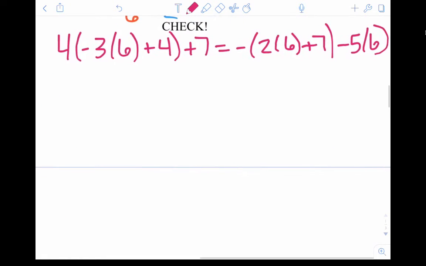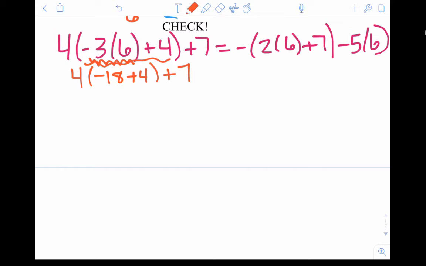So working through the left side, I need to work inside my parentheses, and inside the parentheses I need to do multiplication because that comes first with order of operations. Negative 3 times 6 is negative 18, and I'm going to copy everything else down. I'm being very careful that I'm copying it correctly. I'm still inside the parentheses. I have negative 18 plus 4, which is negative 14, and I'm copying everything else down. 4 times negative 14 is negative 56, and negative 56 plus 7 is negative 49.